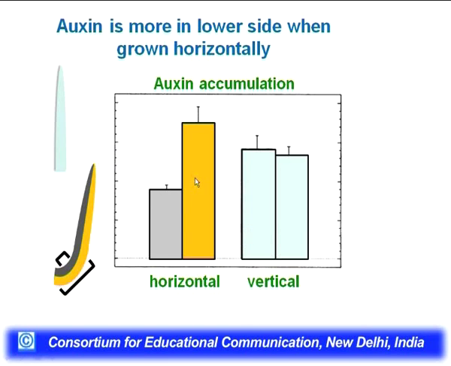And now, if you again look at the auxin level, you will find that the lower side has higher auxin than the upper side. However, if you grow vertically, these two sides have almost similar levels of auxin, but if you grow horizontally, there is more auxin on the lower side. That indicates that the auxin from the upper end goes down, reaching the cells of the lower side.